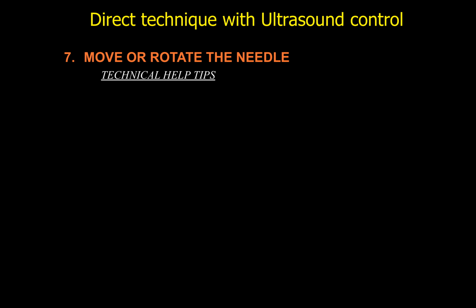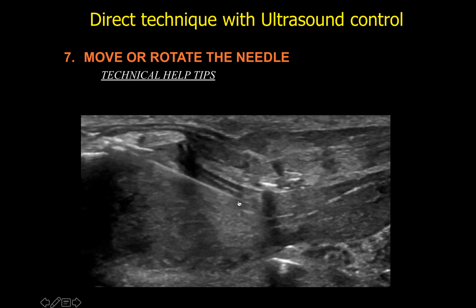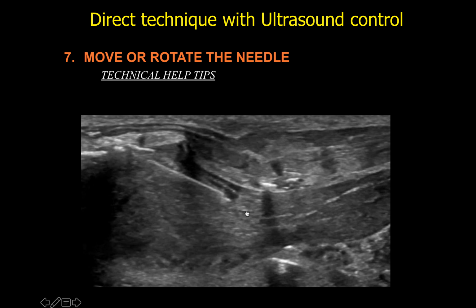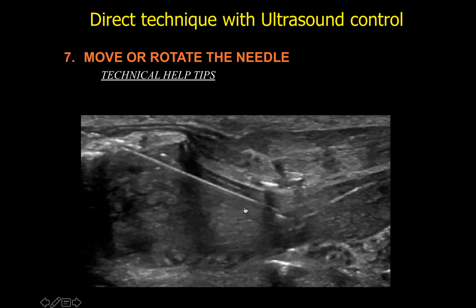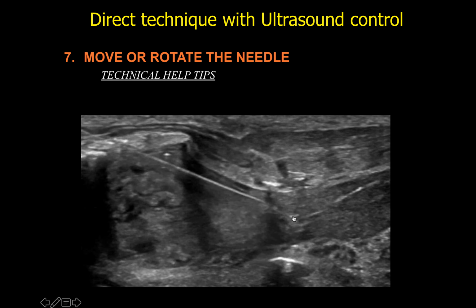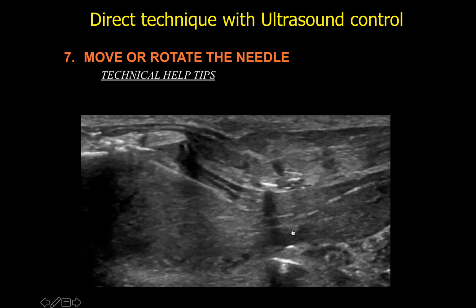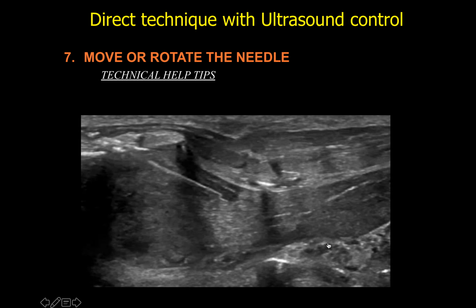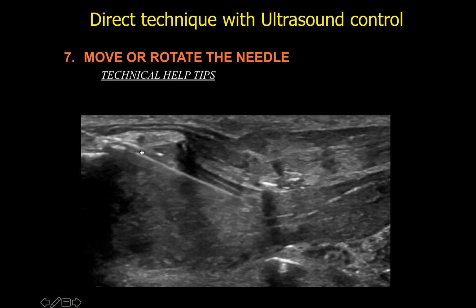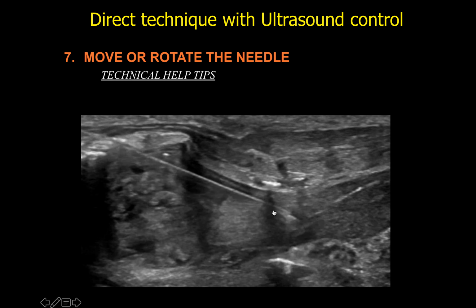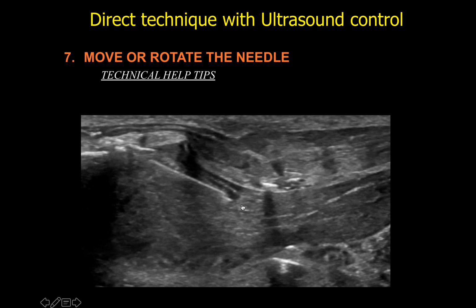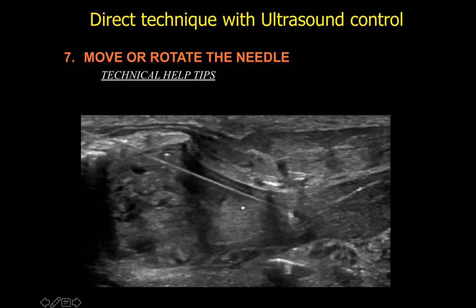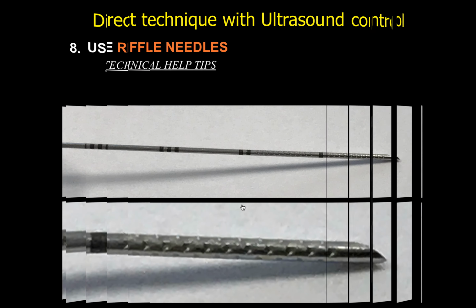Another tip is to take advantage of the movements of the needle, to rotate or move the needle. Here we are infiltrating an injection for piriformis syndrome, just over the sciatic nerve, and to control where the needle is, we can move the needle a little bit, or rotate the needle, to control the needle with movement.